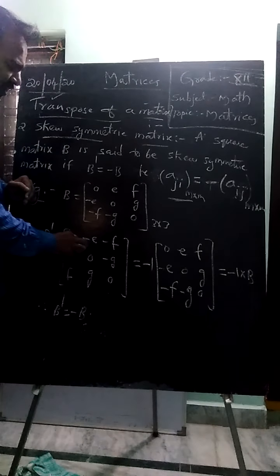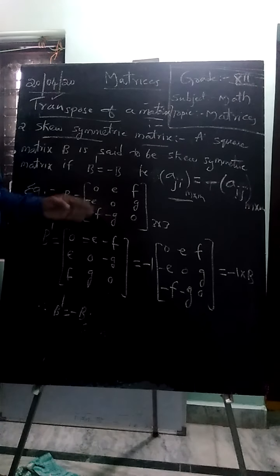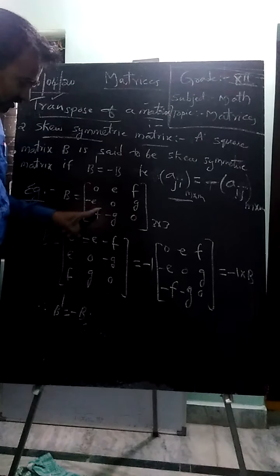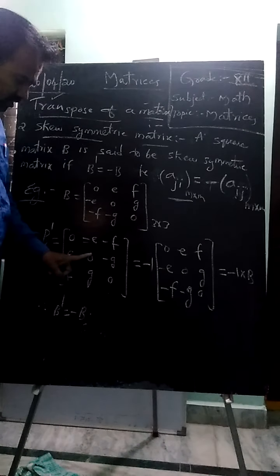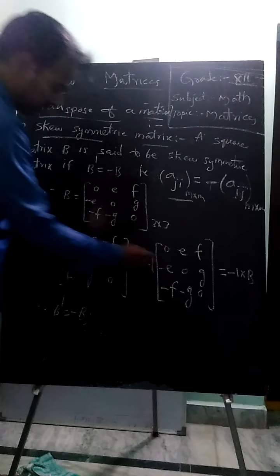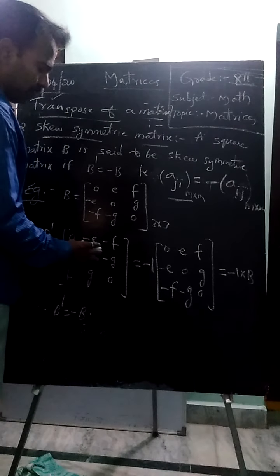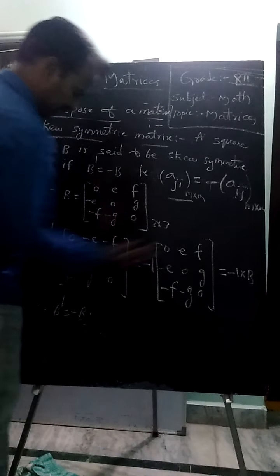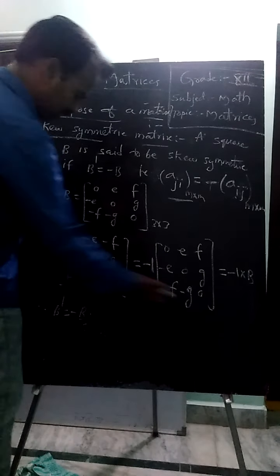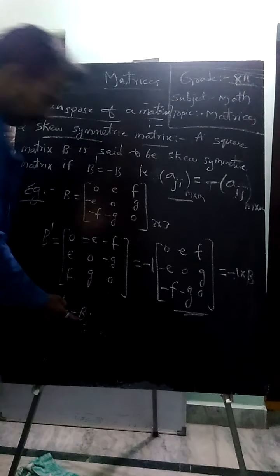Scalar quantities means we can take any variable also. If you take its transpose, let us change rows as columns, columns as rows. Then we get 0 minus E minus F, E 0 minus G, F G 0. If you factorize minus 1 from this, minus becomes plus, students. That is 0, no change. Minus E becomes plus E, minus F becomes plus F, plus E becomes minus E, 0, plus G. Here plus F becomes minus F, minus G, 0. This is already we know B, so minus 1 into B, that is minus B.